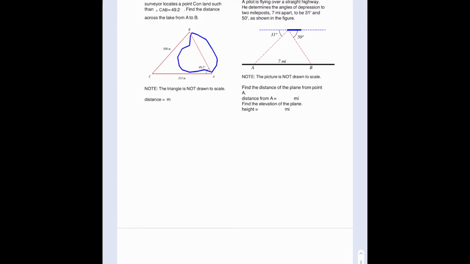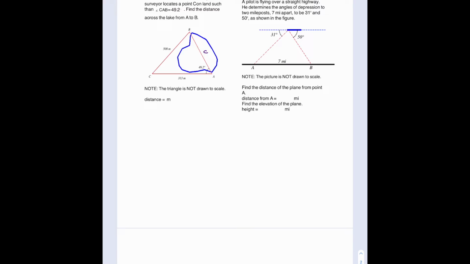Question number 3. Points A and B are separated by a lake. To find the distance between them, a surveyor locates a point C on land such that the angle CAB is equal to 49.2 degrees. Find the distance between point A and point B. So I'm going to call that distance C because it's opposite to angle C.